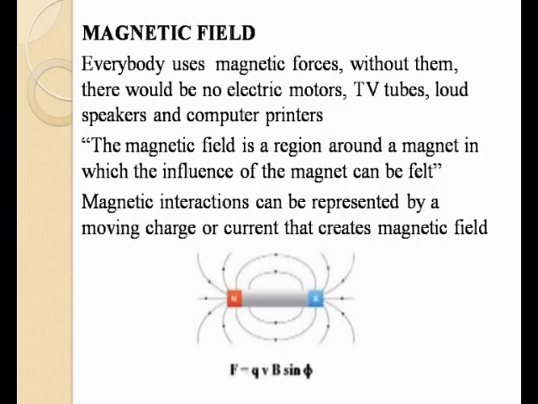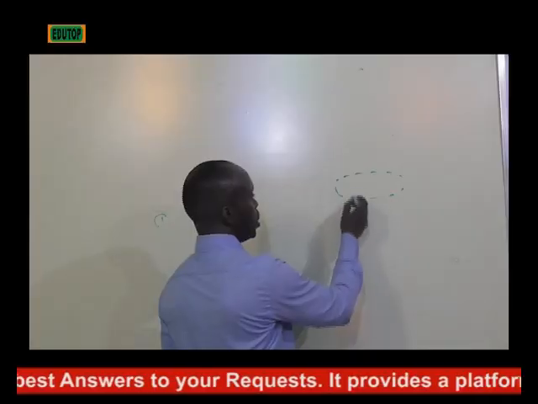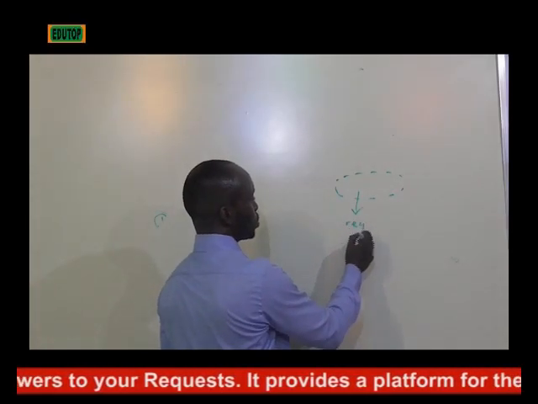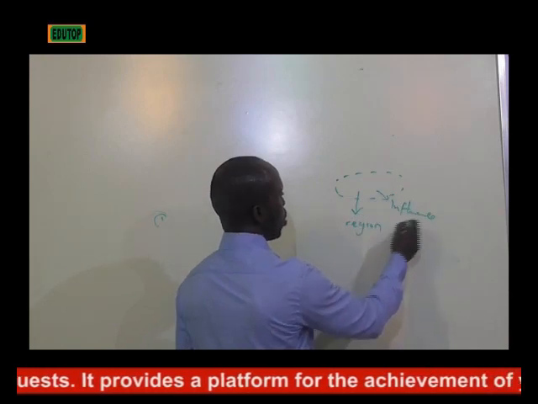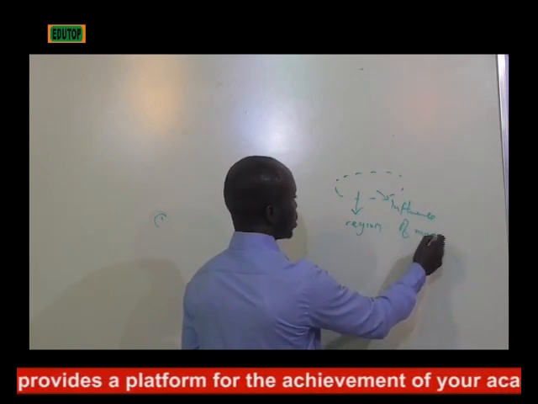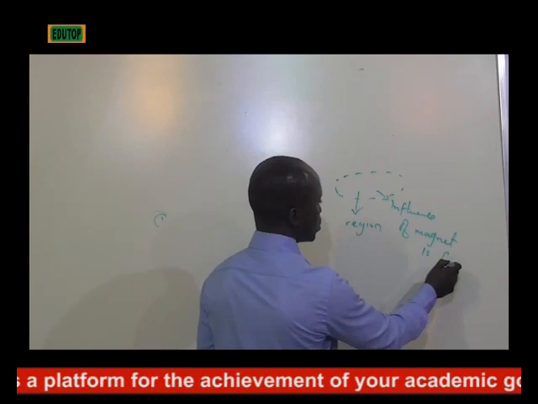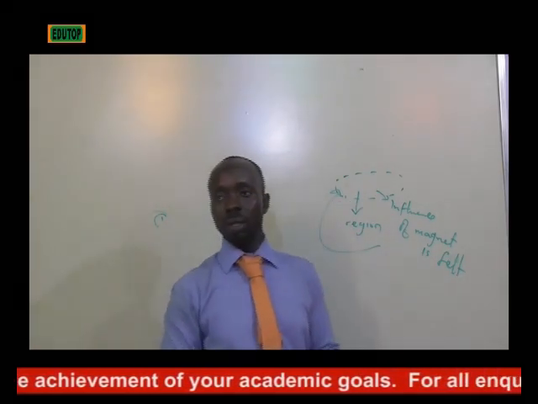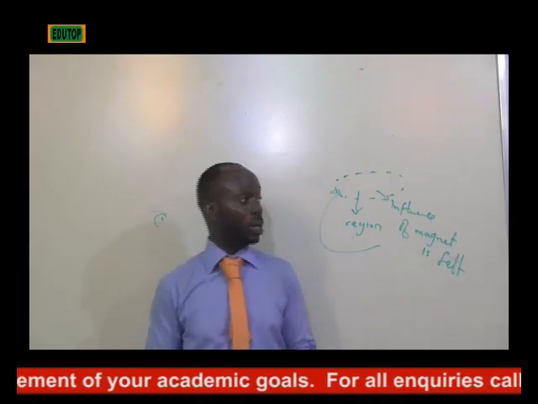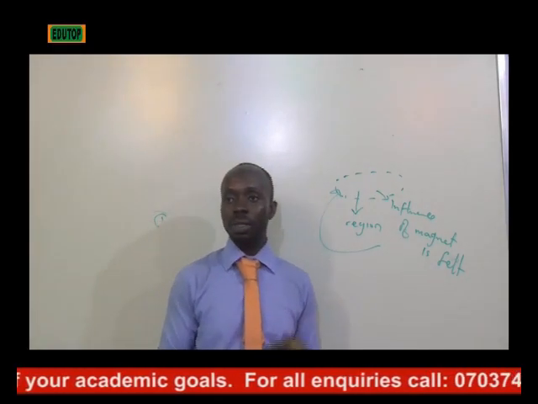Now, a magnetic field is a region. Are you getting it now? That's the actual definition. Magnetic field is a region around the magnet in which the influence of the magnet is being felt. Any particular region where the influence of a magnet is felt, that region is called magnetic field. You understand? So that's the fundamental definition of magnetic field.